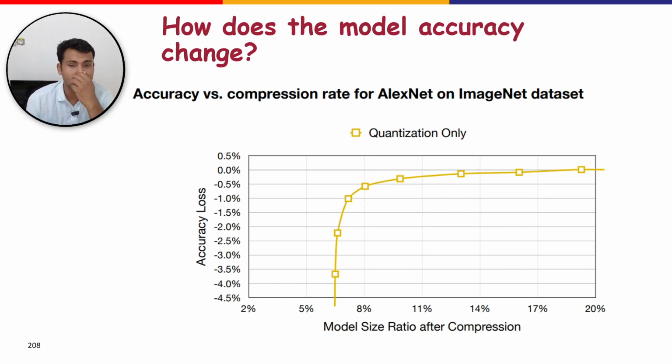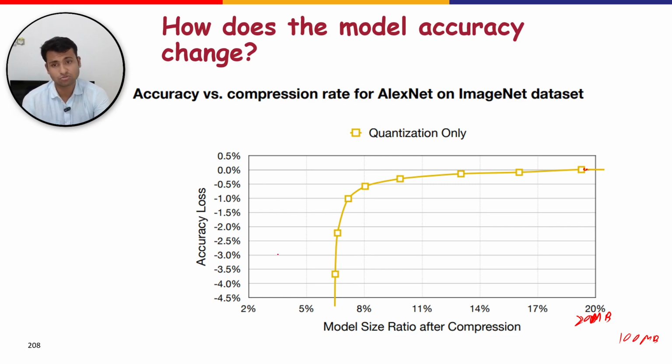So how does the model accuracy change with quantization? You can see that on the x-axis we've plotted the ratio size, the compression ratio. If the model was originally 100 MB, and we compress it to around 20 MB, we'll see that there is no loss up to that point. Up to around 10 MB or so, we're having negligible accuracy loss.